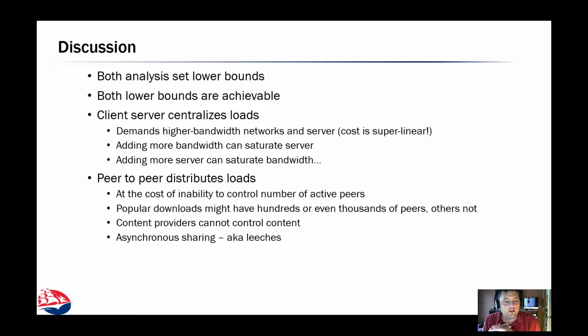Popular downloads might have hundreds or even thousands of concurrent peers. Others, maybe only one or two, and so then you're kind of stuck. Content providers can't control this either. Content providers would have to put thousands of servers around the internet to be able to manage this, and then you're back to almost as much money as what you'd invest in a centralized client-server. Peer-to-peer also really suffers when you have a bunch of people doing what is called asynchronous sharing. They're downloading but not sharing anything back. We call them leeches.